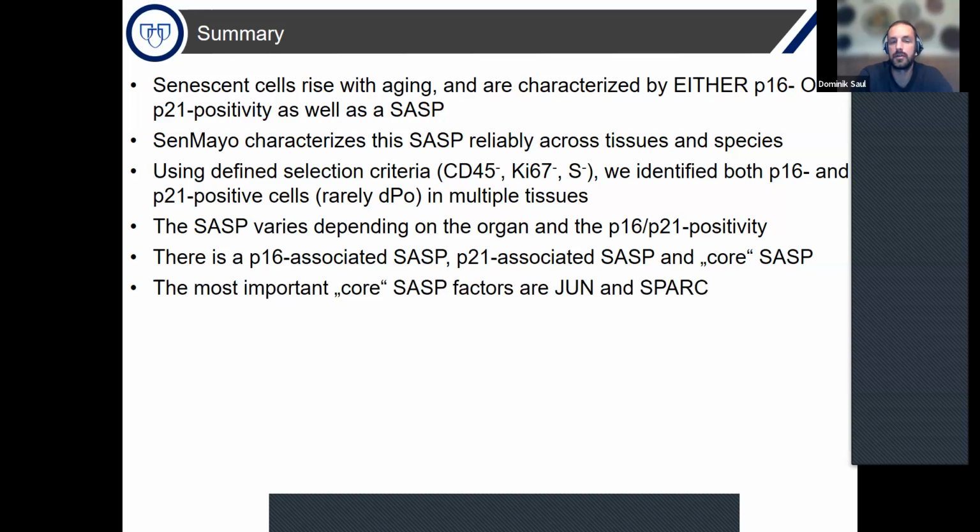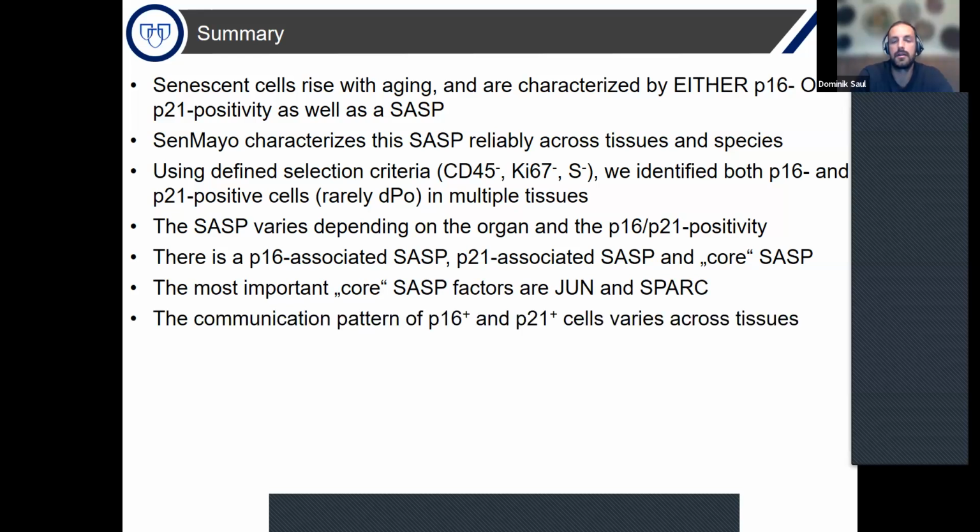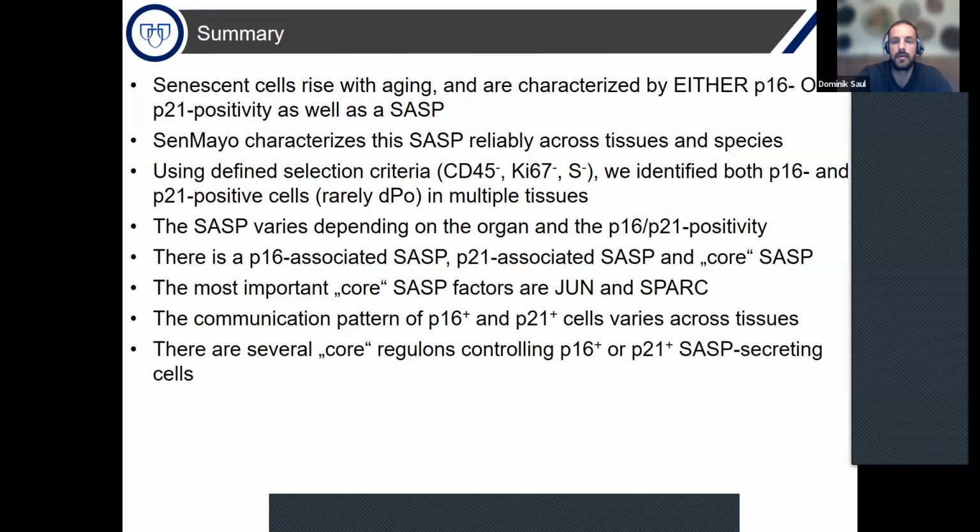We found that the most important core factors are UN and SPARC, and we saw using SenNet that the communication pattern of P16 and P21 cells varies a lot across tissues, and that the several core regulons controlling P16 or P21 positive cells were different between organs.